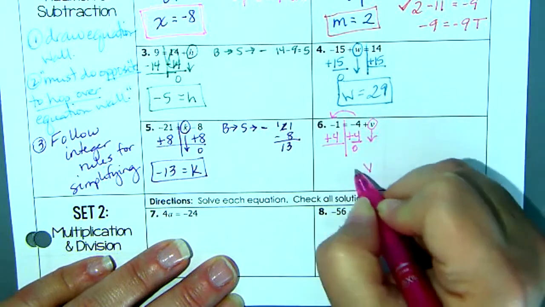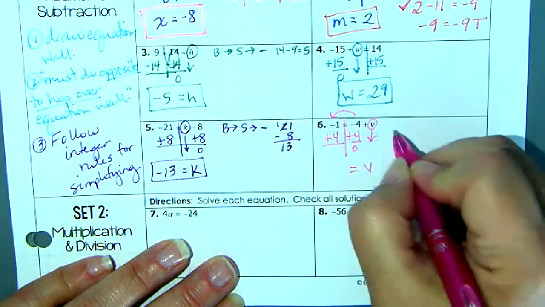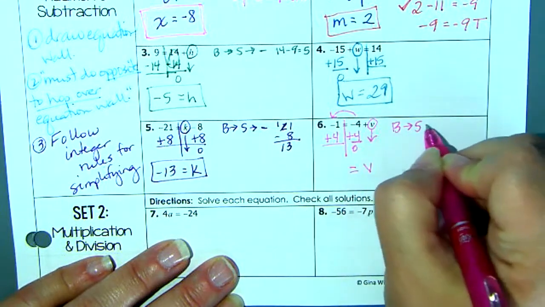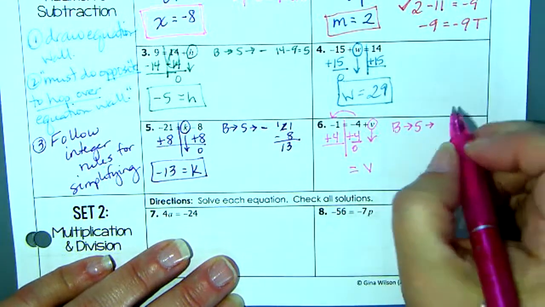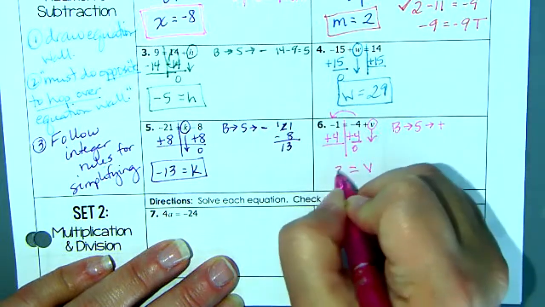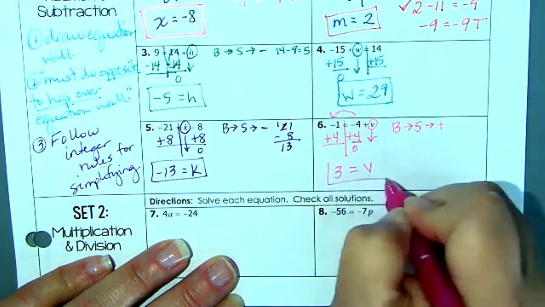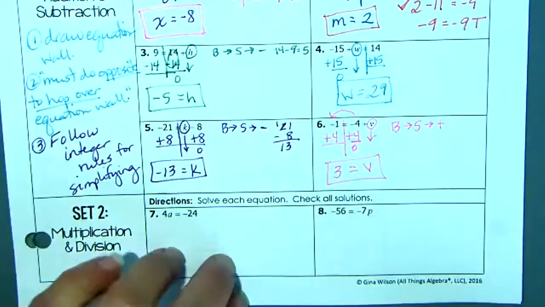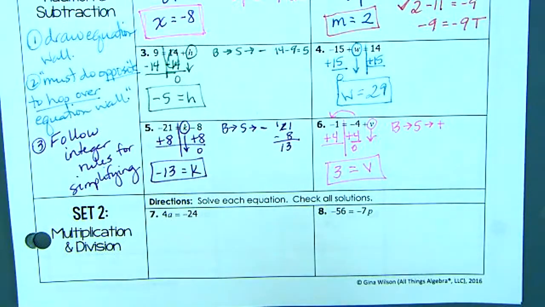Bring down the V. -1 plus 4, that's battle. Subtract. And it's a positive. So we have a +3 as the answer. That's addition and subtraction. Now we're moving on to multiplication and division.